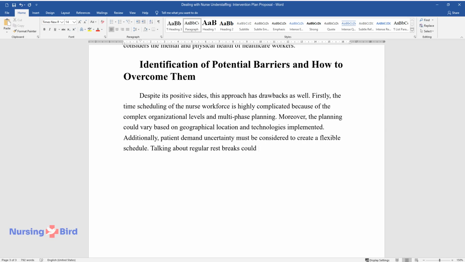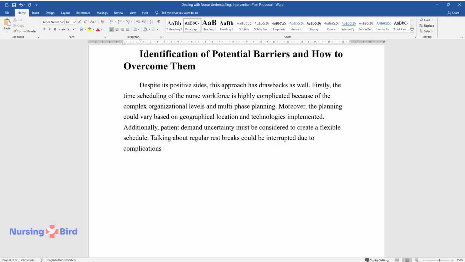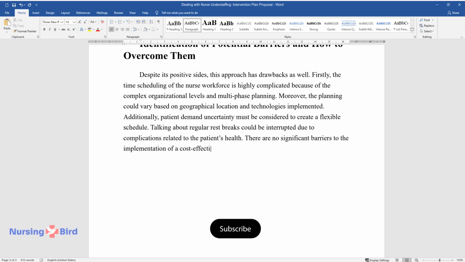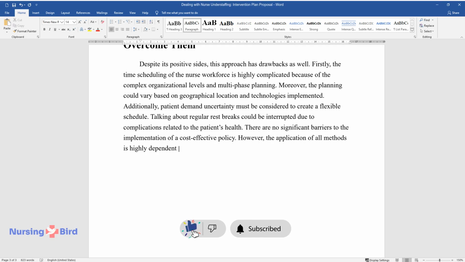Talking about regular rest breaks, they could be interrupted due to complications related to the patient's health. There are no significant barriers to the implementation of a cost-effective policy. However, the application of all methods is highly dependent on patients' categories and hospital departments.